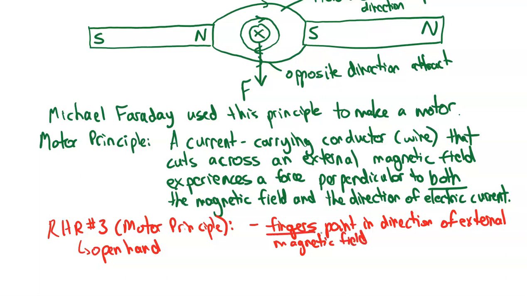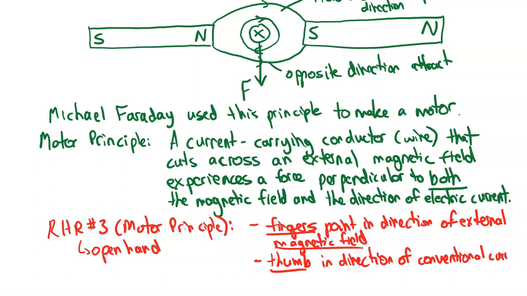That's what our fingers are going to do. They're in the direction of the magnetic field. The next thing we're going to do is put our thumb in the direction of the current. And I guess we can be more specific. We're always doing these right-hand rules for conventional current. So thumb is in the direction of the current. And then last, you're going to put the palm in the direction of the force on the wire. So the palm pushes in the direction of the force on the wire.